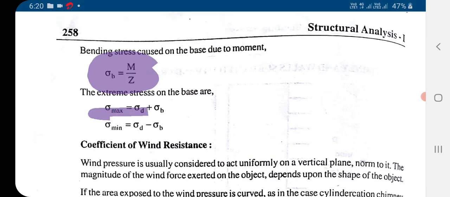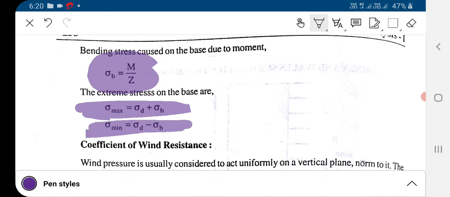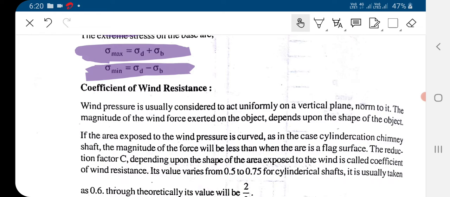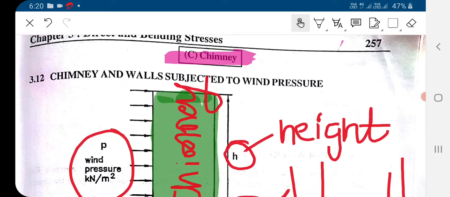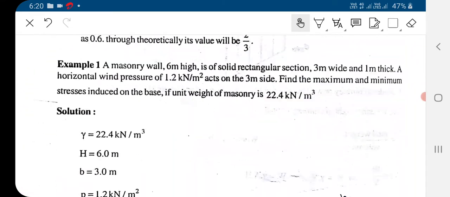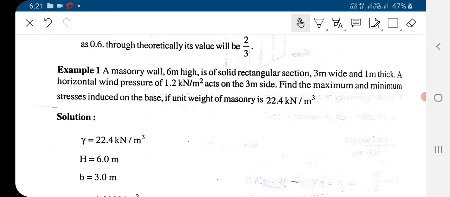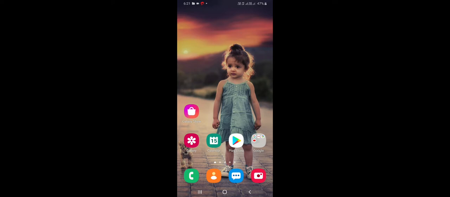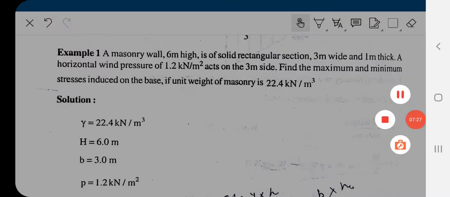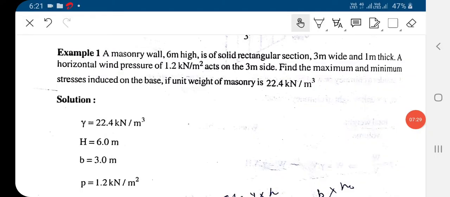Based on this bending stress, we can compute the direct stress as well as the maximum and minimum stress, that is, direct plus bending and direct minus bending. So you just have to keep this in your mind and you can easily calculate the example based on this chimney. Let us say the first example.